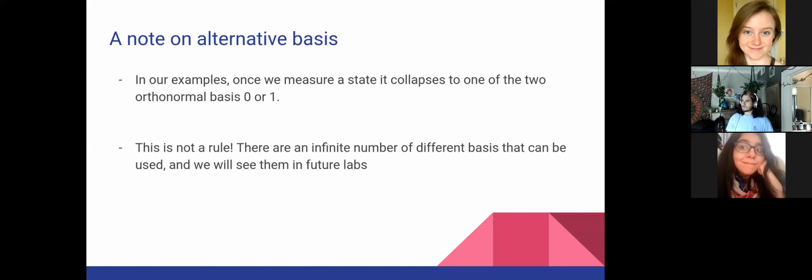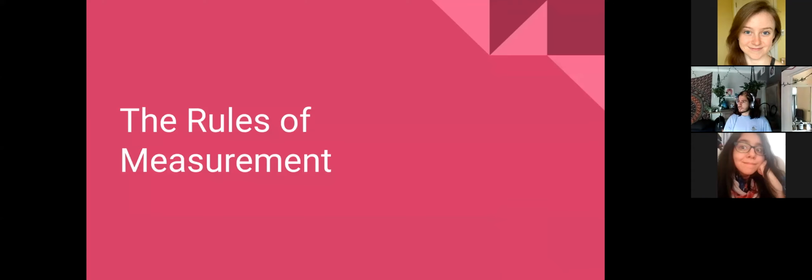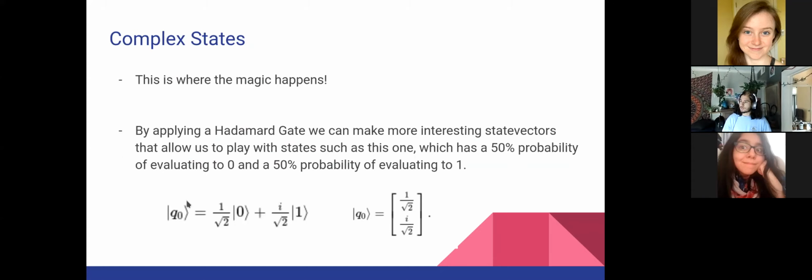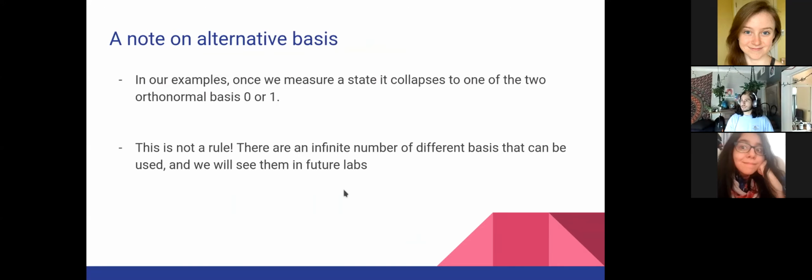And so then a quick note on alternative bases. We talk about, in these previous examples, 0 and 1, right? And how in these cases it'll evaluate to either 0 or 1. But it doesn't always have to be 0 or 1. There's tons of other bases that can be formed. As long as they're orthogonal, then you can use them as a basis. And lots of times they will be used in order to increase the space that we can work with.